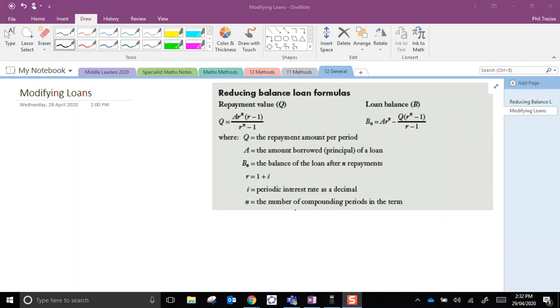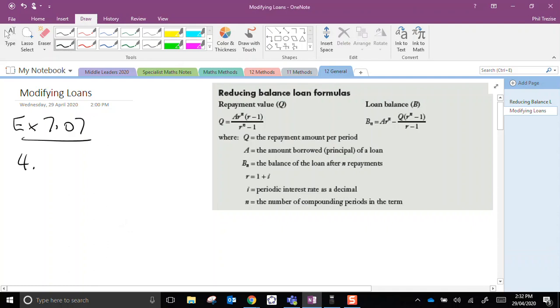Hi everyone, this is a homework help demonstration for question 4 on our modifying loans. Okay, so this is exercise 7.07 and it's question 4. Now remember, it's a homework question and it's open help.